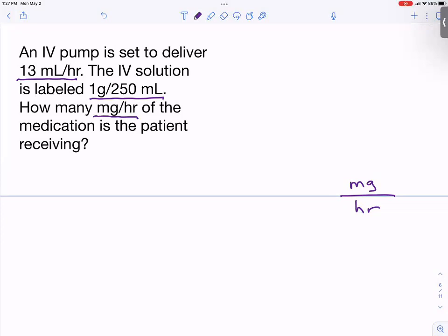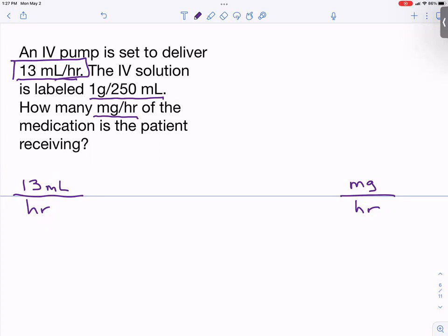And the IV pump is set to deliver 13 milliliters an hour. That's volume over time. So that's where I'm starting, 13 milliliters an hour. So the doctor's saying, I want this medicine in this solution to run at 13 milliliters an hour. But you need to figure out how many milligrams an hour they are actually receiving of that medicine. So I have my starting point, volume over time, that's 13 milliliters an hour. That's what the infusion rate is.